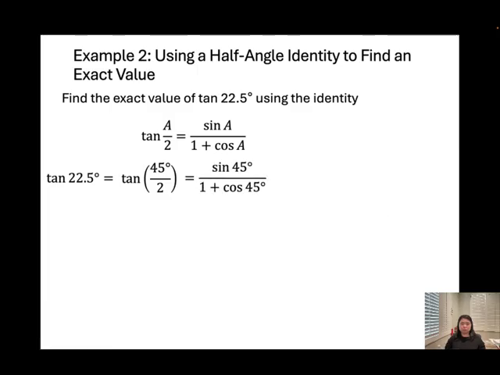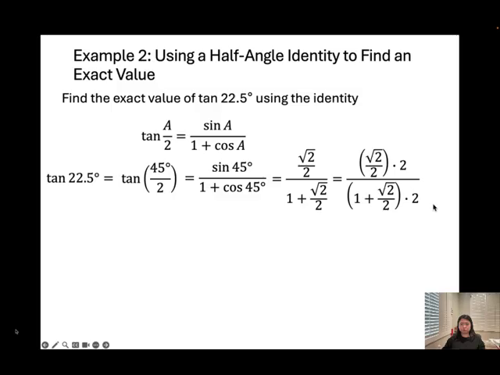Now, plug into the formula. Sine 45 will be root 2 over 2. Cosine 45, same idea, root 2 over 2. You can see the LCD should be 2, right? So I could multiply by 2 on the top and multiply by 2 on the bottom. Distribute it, and you're going to get root 2 over 2 plus root 2.